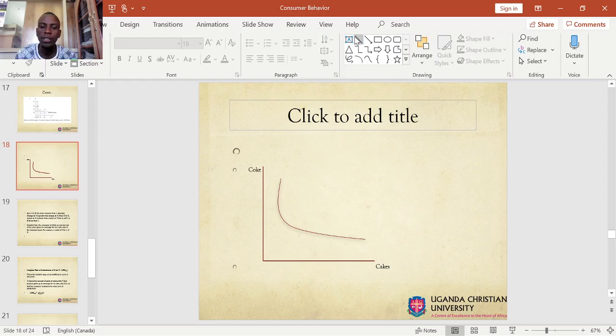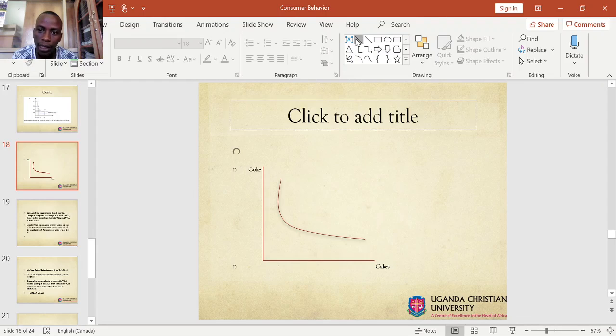We are going to try to put different points on this curve. It may not be that perfect, but you know. We are having Coke and cakes together, so you're going to see how bundles come about. What makes up a bundle? A bundle is made up of a combination of two commodities together, the cakes and Coke. When you put all those combinations on that curve, then that curve becomes the indifference curve.